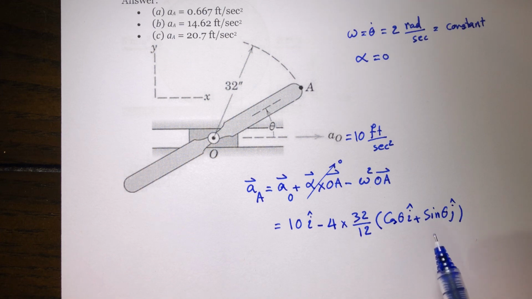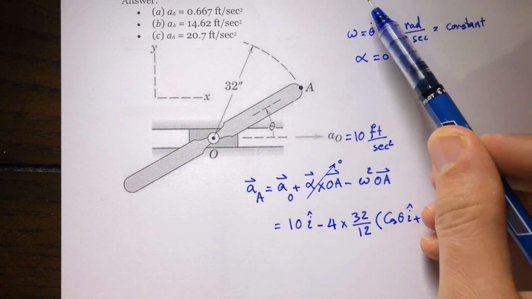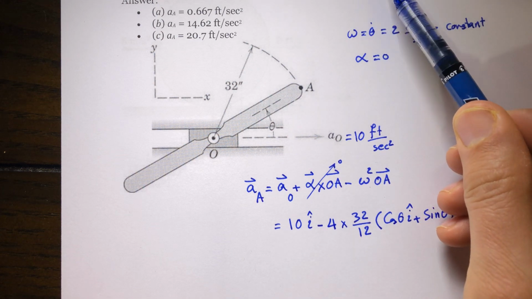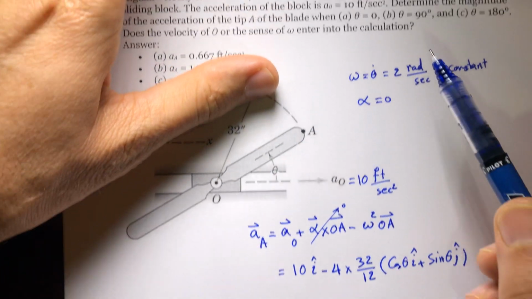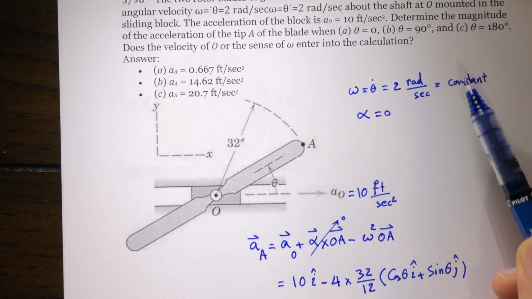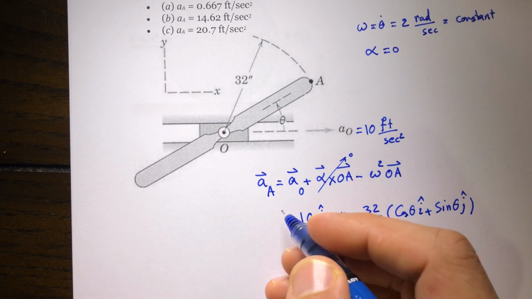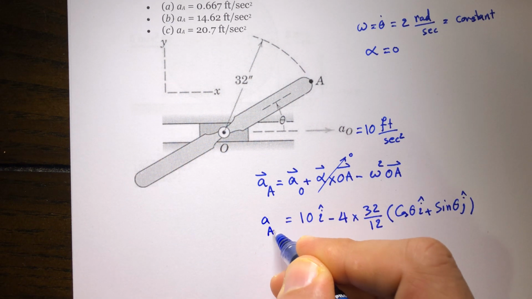And that's all. This problem is specifically asking about 3 different conditions: when theta is equal to 0, when theta is equal to 90 degrees, and when theta is equal to 180 degrees. You can replace all of those angles here to find acceleration of A. So this is going to be the general solution for this problem.